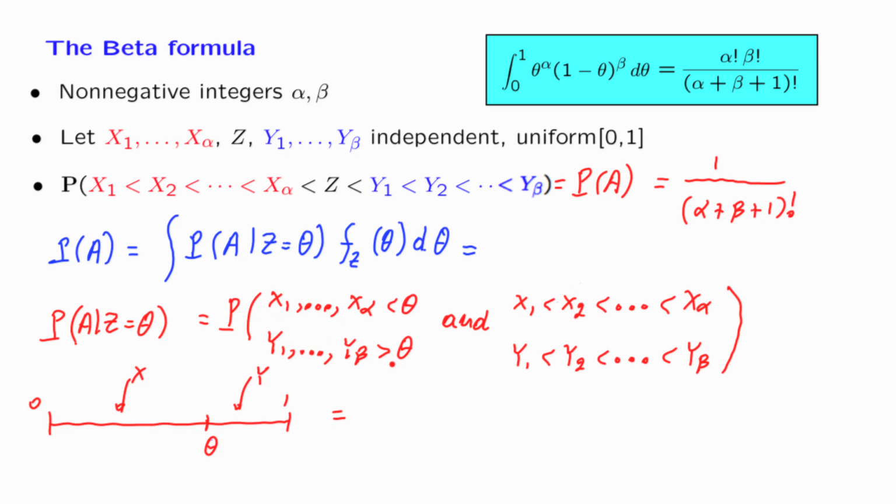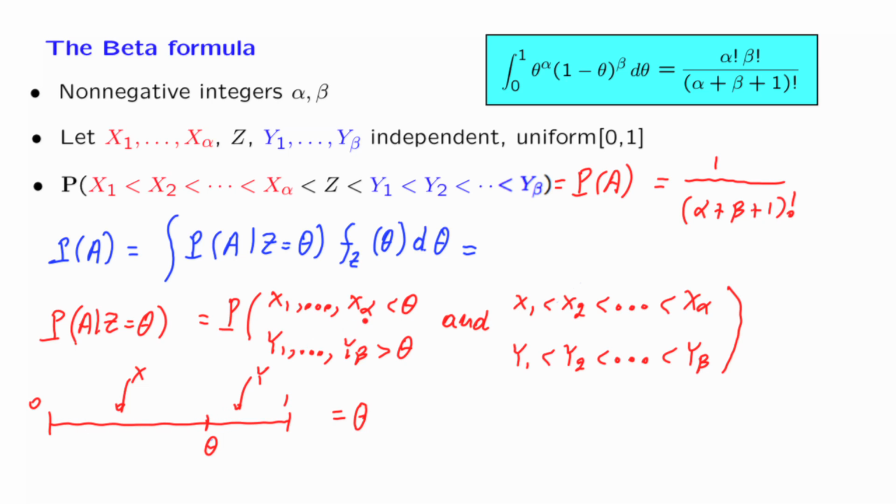The x's and the y's are independent. So we can take the probability of this event and then multiply with the probability of this event involving the y's. How about the probability of this event, that all of the x's are less than theta? Since the x's are independent, this is going to be equal to the probability that x1 is less than theta. What is this probability? Since x1 is uniform on the unit interval, and this is theta, the probability of falling in this interval is equal to theta, times the probability that x2 is less than theta. This probability is again theta, and so on.